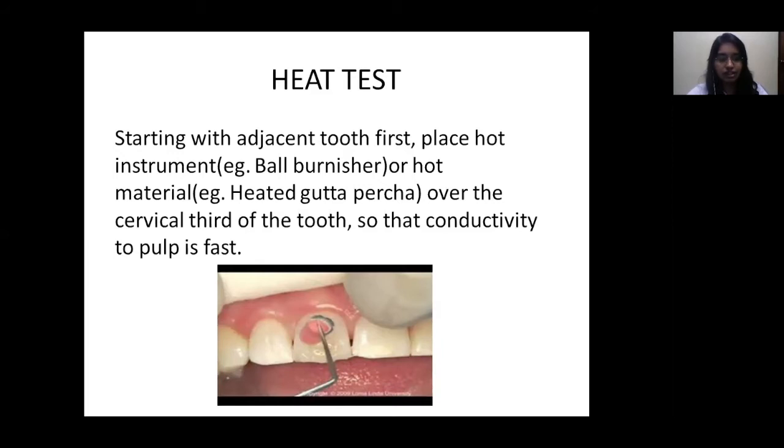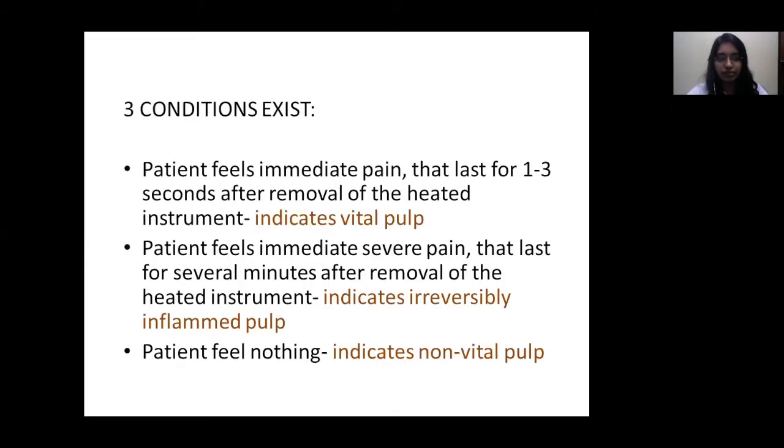While using a gutta percha stick, precautions should be taken not to overheat it, because in this state it is at a higher temperature than required for pulp testing and it may result in pulp injury. The preferred temperature for the heat test is 150 Fahrenheit or 65.5 degrees Celsius.